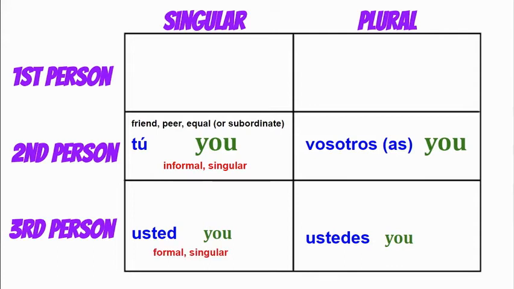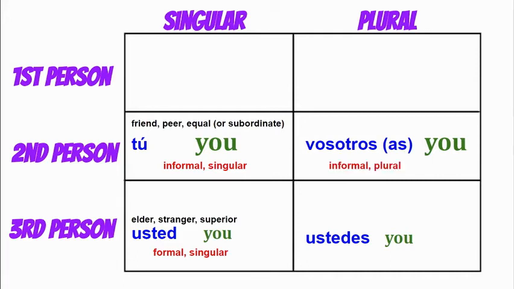The usted form is the formal singular. And this means that you're talking to someone who's older than you, an elder, maybe someone who's a stranger. So they're the same age as you, but they're a stranger, so you're trying to treat them with extra respect and not with closeness or intimacy. Or someone who's superior to you in social status, like your boss, or if you're a student, the teacher or the principal, you address them as usted.